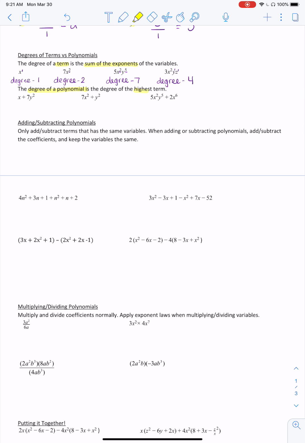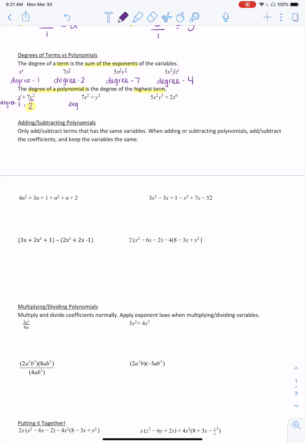And basically, this is going to be the highest degree of each term. So what you're going to do is look at each term, and look at the degree of each term. So this first one here, we have an exponent of 1, so the degree of that term is 1. And then the degree of this term here, we have a y to the power of 2, is going to be 2. So basically, the one that wins is our highest degree. So this whole polynomial has a degree of 2.